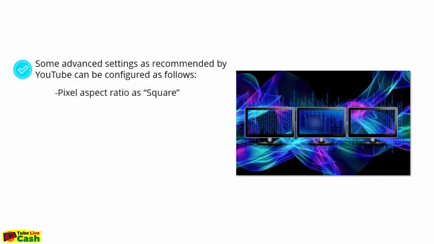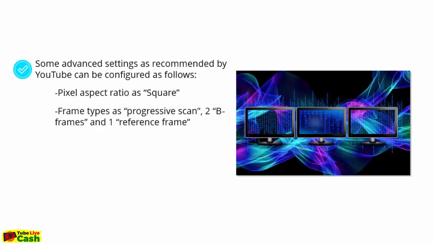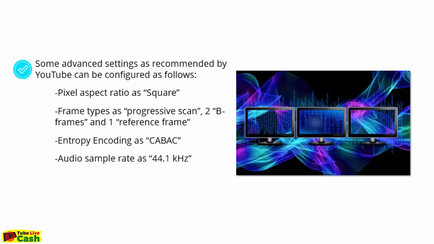Pixel aspect ratio as square. Frame types as progressive scan, 2 B frames and 1 reference frame. Entropy encoding as CABAC. Audio sample rate as 44.1 kHz, although such value is a common default audio sample rate on most encoders. Audio bitrate as 128 kbps stereo, or simply as 128. Note that some of these values can be named differently from one encoder to the other, so bear this in mind when doing your configuration.